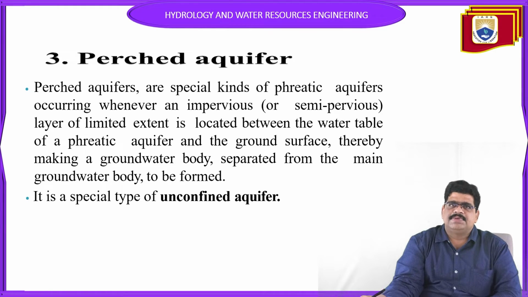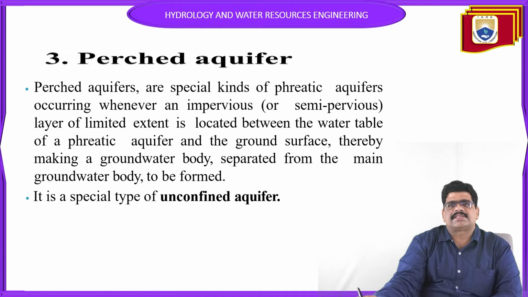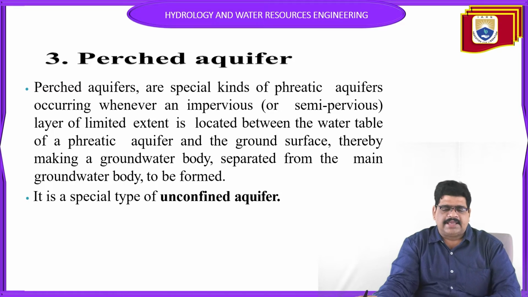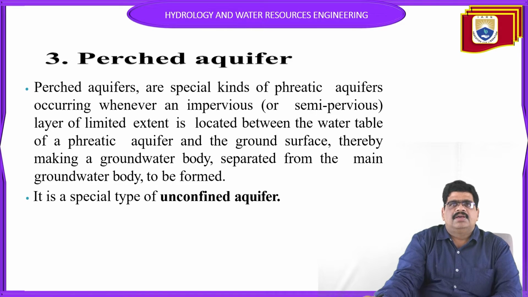Perched aquifers are special kinds of phreatic aquifers occurring where impervious or semi-pervious layers of limited extent are located between the water table and the groundwater. That is called a groundwater body separated from the main groundwater body, which forms perched aquifers. Perched aquifers are generally specified as a type of unconfined aquifer, and also come under unconfined aquifers.